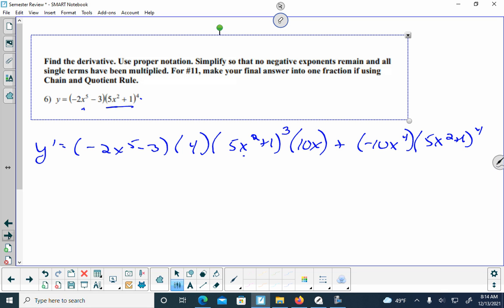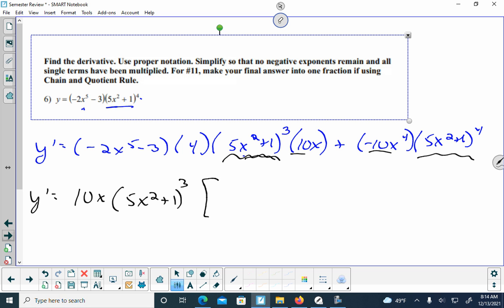I am going to factor out what I can factor out. And from here, I see a 10x, 10x. So I'm going to factor out 10x. And then I also have this quantity of 5x squared plus 1. Here it's raised to the third. Here it's raised to the fourth. So I'm going to factor it out to the third. Okay, so in this first one, I factored out this 10x. I factored out this to the third.